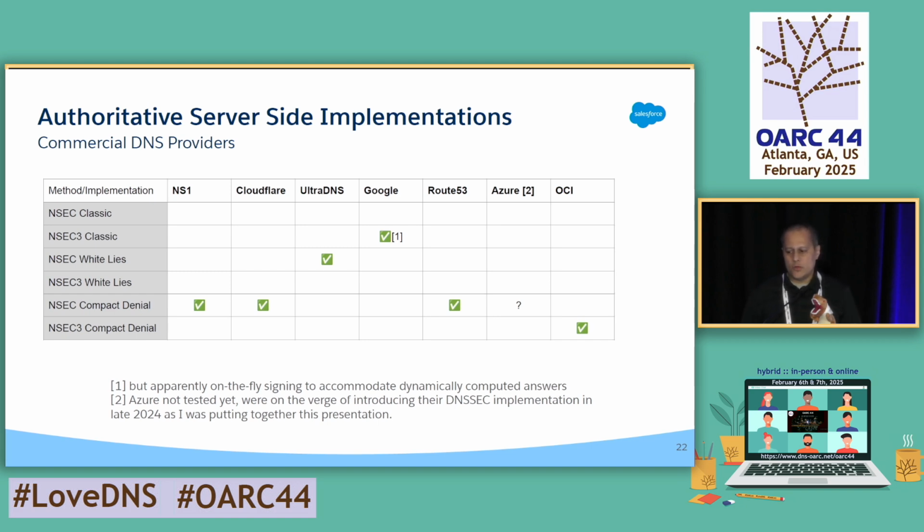The most dominant mode is compact denial of existence, supported by NS1, Cloudflare and Route 53. And I just learned at lunchtime, Azure, which I hadn't had time to test, they do this too. And there's even an NSEC3 version of compact denial implemented by Oracle. This is also very recent.